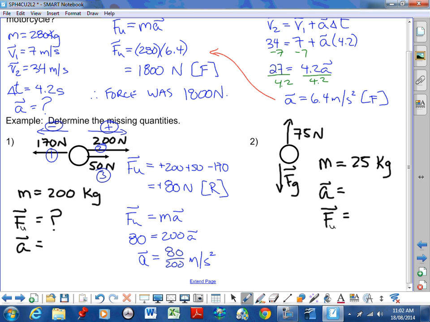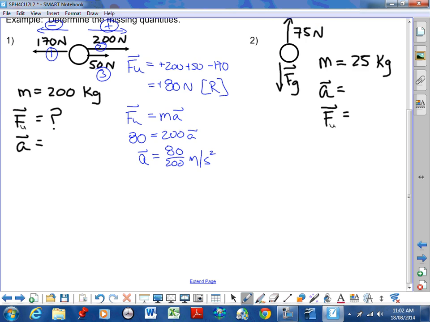If you want, you can bring that down to a decimal. So 8 over 20, the 0.4 meters per second squared roughly. And it is to the right. It is important that we put a direction on there.